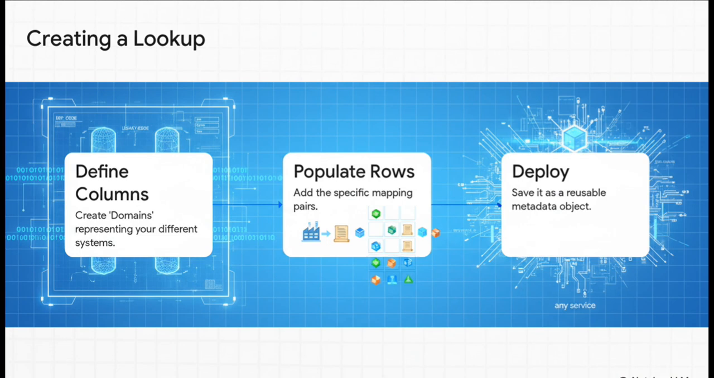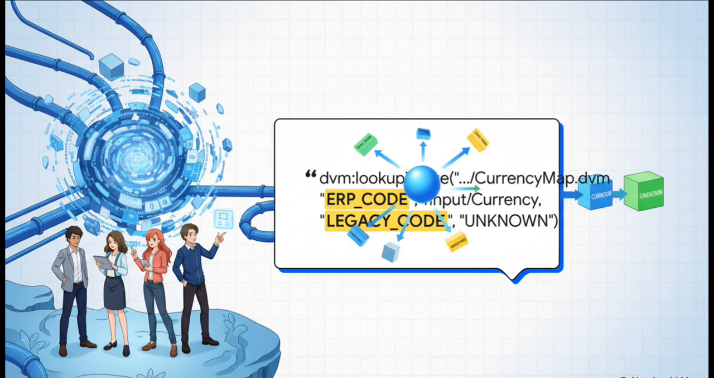And making one of these? It's just as straightforward as it looks. First, you define your columns. So in our example, that's ERP code and legacy code. Second, you just fill in the rows with all your data mappings. And finally, you deploy it as this central, reusable thing that any service can tap into. Simple as that.